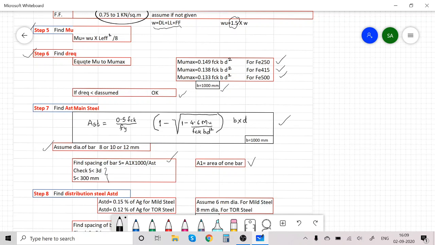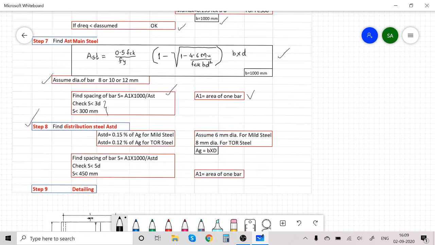After finding main steel, the next step, that is step number 8, is to find distribution steel. The amount of distribution steel depends upon whether you are using mild steel or torch steel. For mild steel, the area of distribution steel is 0.15% of A gross, whereas for torch steel, the area of distribution steel is 0.12% of A gross, where A gross is B, which is again 1000 mm, multiplied by capital D, that is overall depth, because we are considering the A gross area.